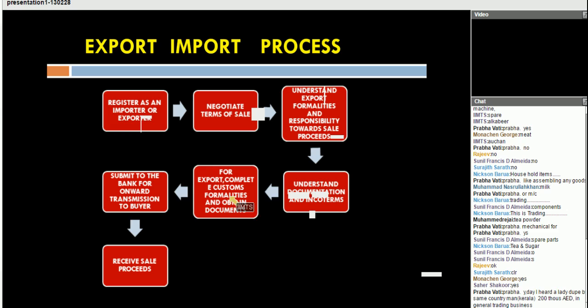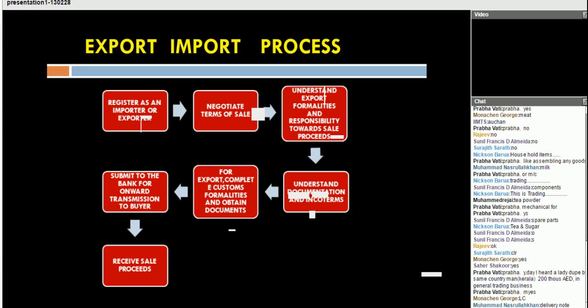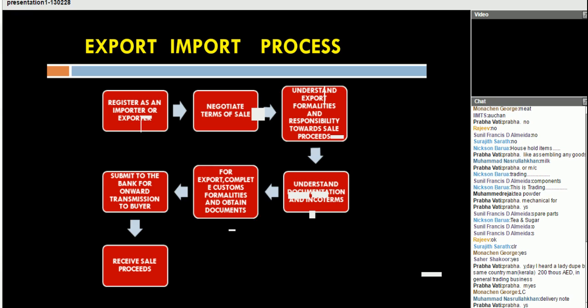Then for exports, complete customs formalities and obtain documents. Lots of documents need to be obtained when we are going for an export business. We discussed some of those documents in the previous classes, like bill of lading. And what else was there? Yes, alright. Delivery note. Delivery note is the very final document. You will get that at the end. Monichin says letter of credit. Yes, letter of credit.